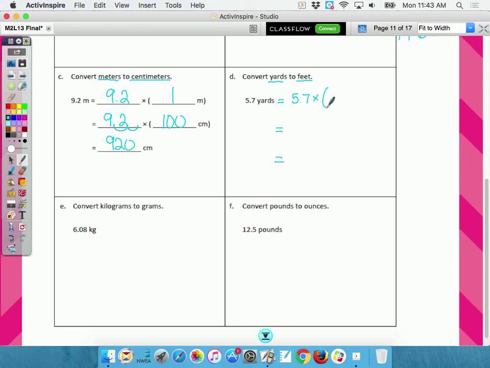5.7 copies of 1 unit. What is 1 unit? 1 yard. It's quite simple.